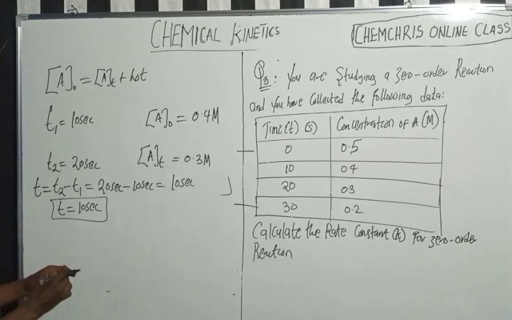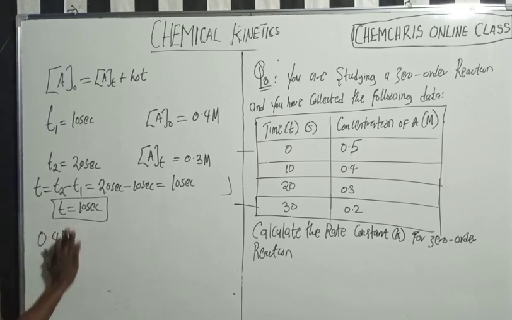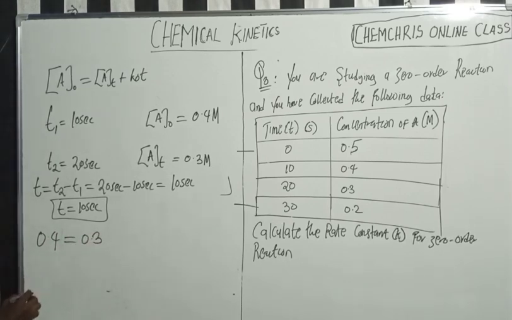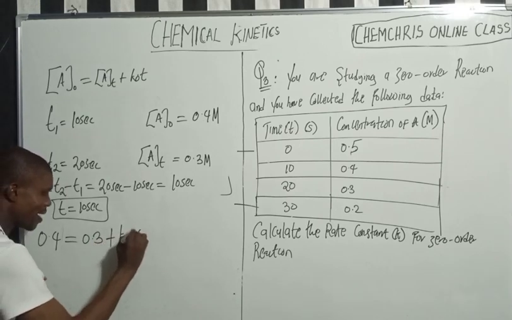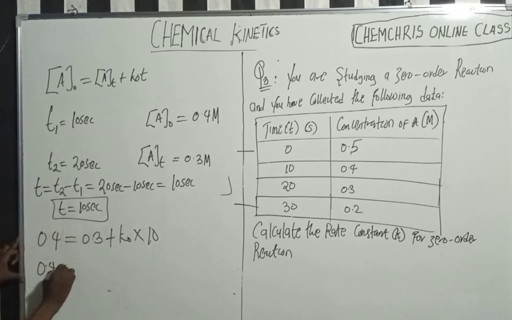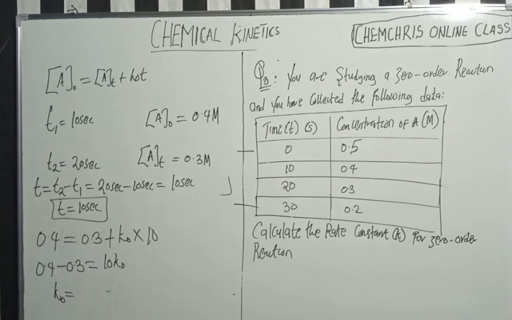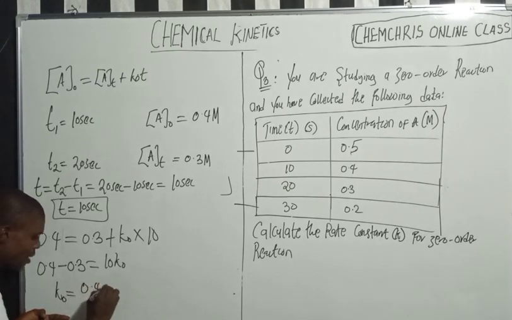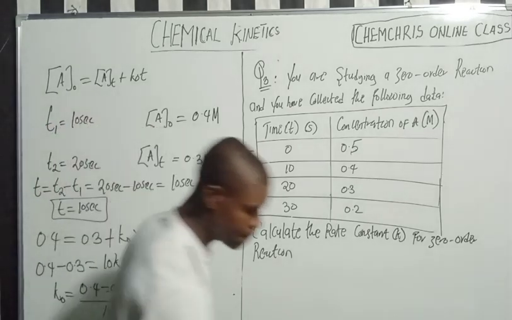So now let's input our values and get our K. So it's going to be 0.4 molar. 0.4 equals to 0.3, right? Plus K naught times 10 seconds, right? And here we have 0.4 minus 0.3 equals to 10 K naught. So if you make K naught the subject of the formula, you're going to get 0.4 minus 0.3 over 10. So let's see if you are going to get the same answer here.